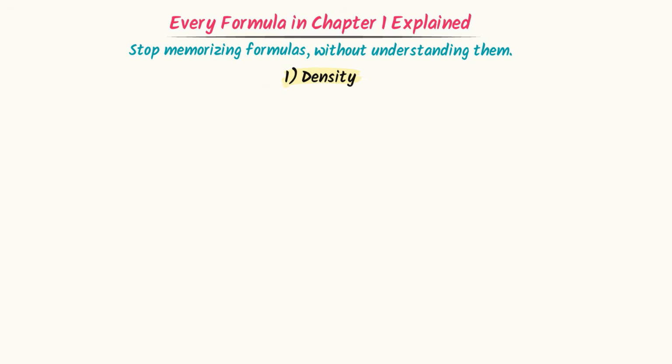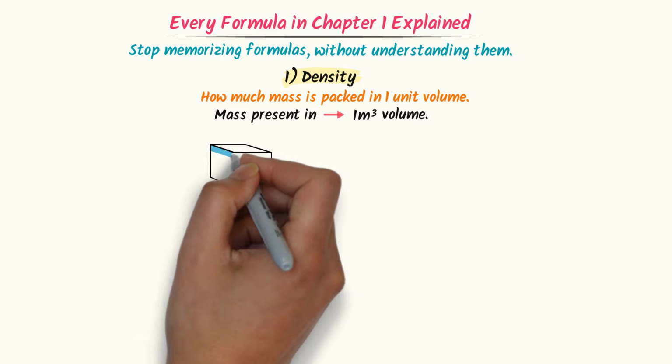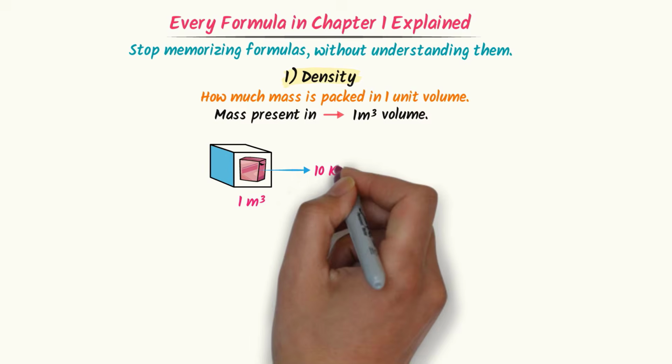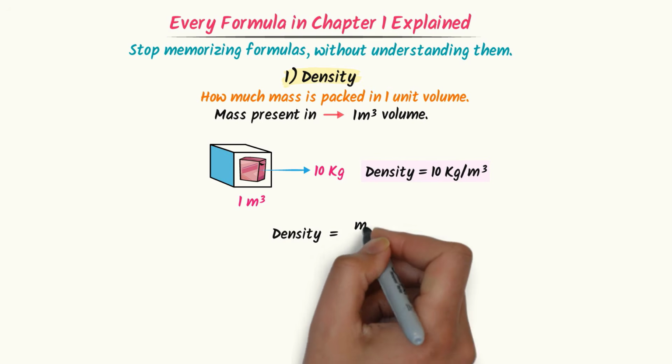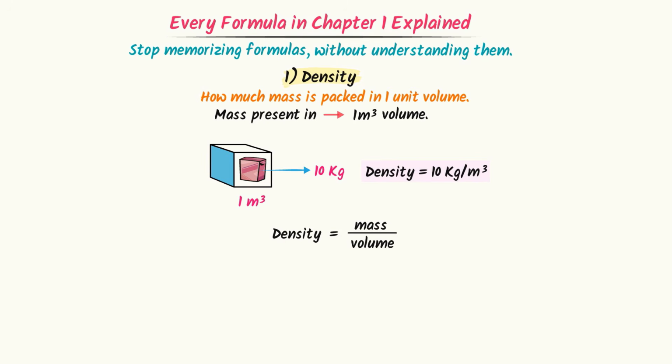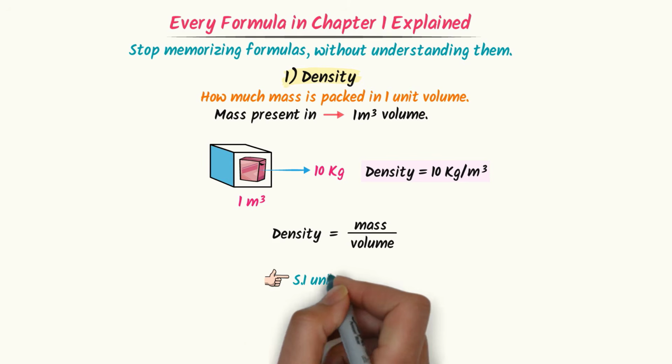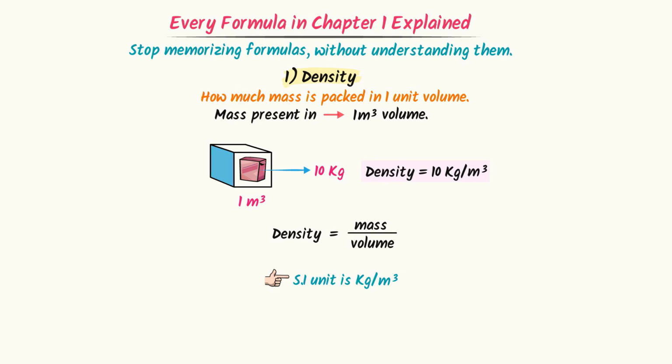This one is density. By density, I mean how much mass is packed into 1 unit of volume. Or I say how much mass is present in 1 meter cube volume. For example, if 10 kg mass is present in 1 meter cubed volume, we say that its density is 10 kg per meter cube. The formula is simple. Density is equal to mass upon volume. Remember that the SI unit of density is kg per meter cube.